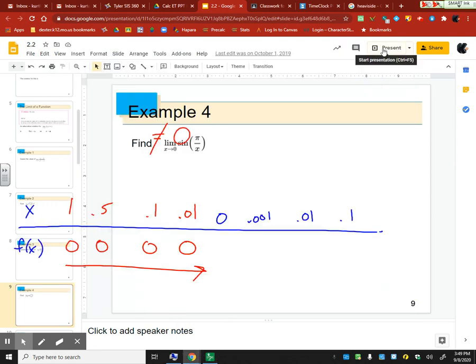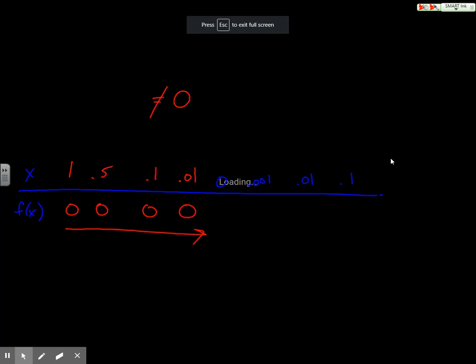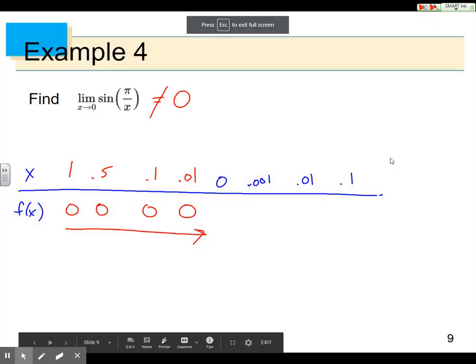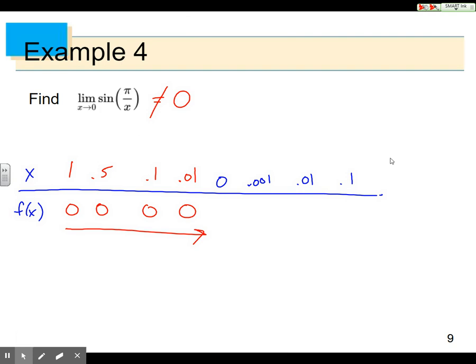Well, in this case, I know it's not equal to 0. I'm not going to be able to find the limit of this function. And because it oscillates wildly like that, it can't approach a value smoothly. And so in this case, the limit does not exist. All right? The limit simply does not exist. We cannot find it.